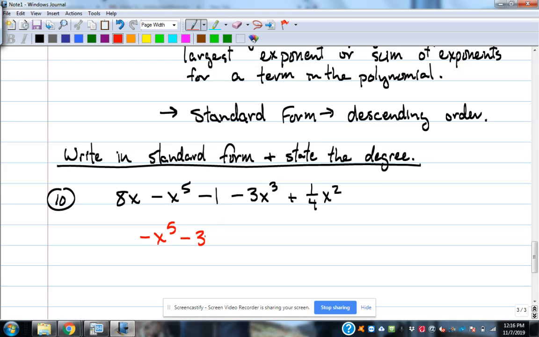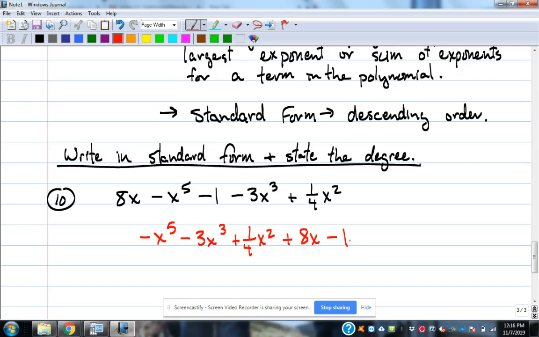The negative 3x cubed. And then next, that's 1/4 x squared. Now, what with the 8x? Do I add or subtract? I add because it is what kind of 8x? Positive. So that's why the plus sign. And then last term would be -1. So each individual piece that's separated by addition or subtraction is a term.